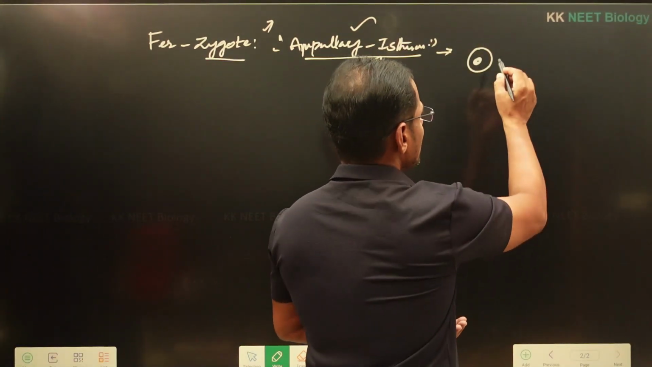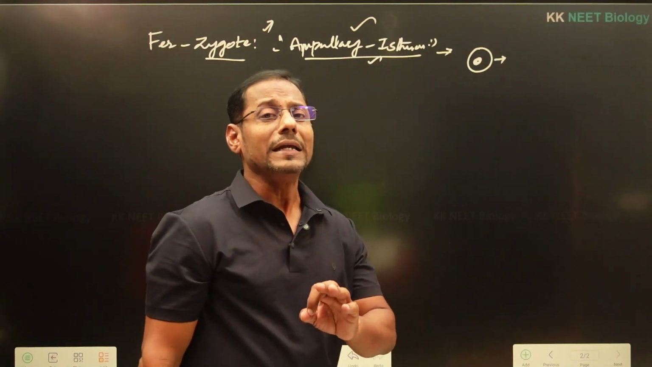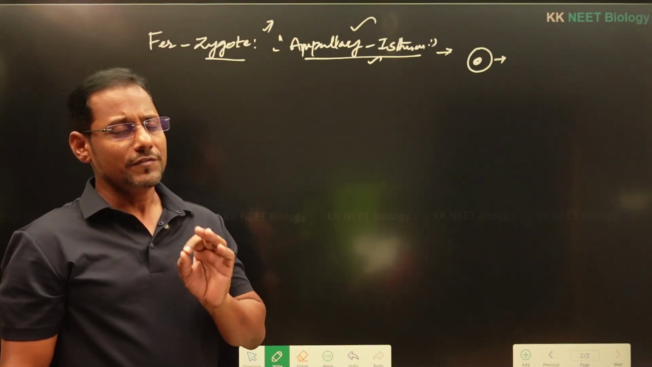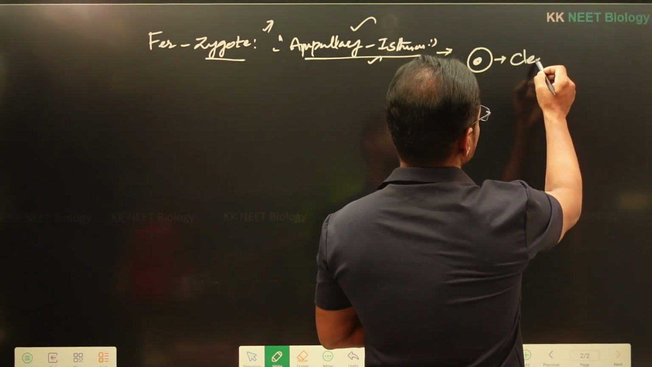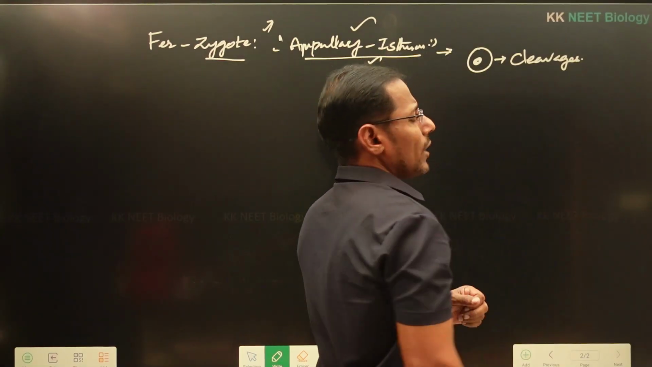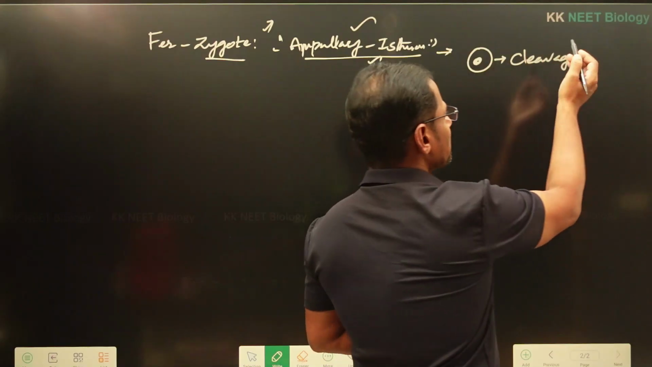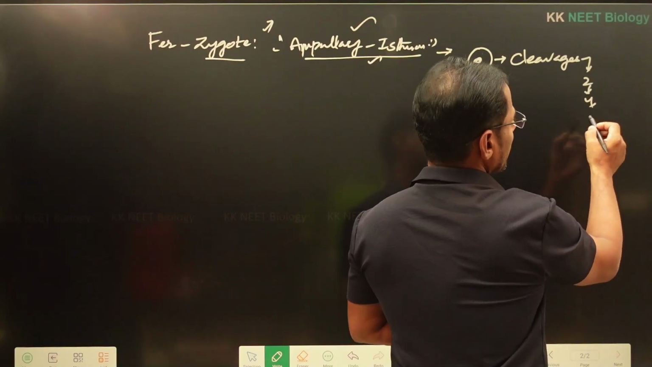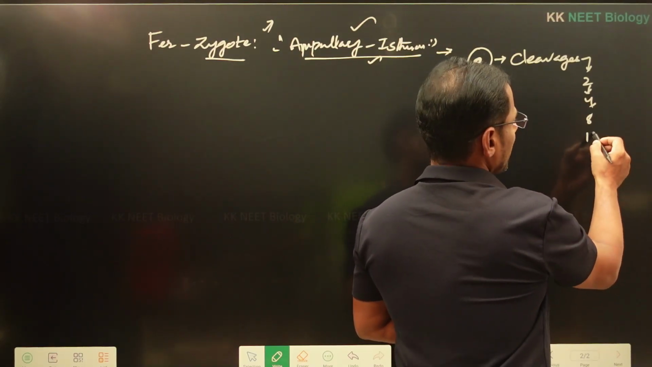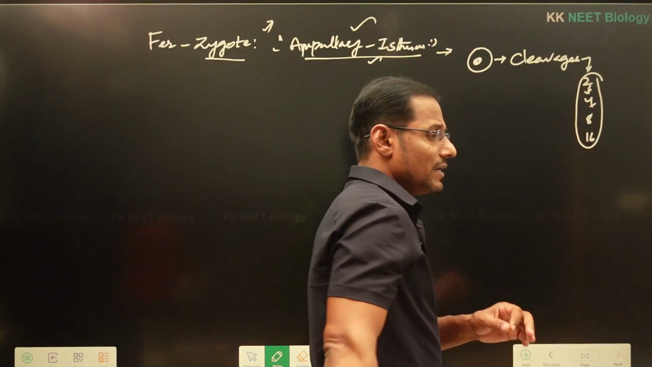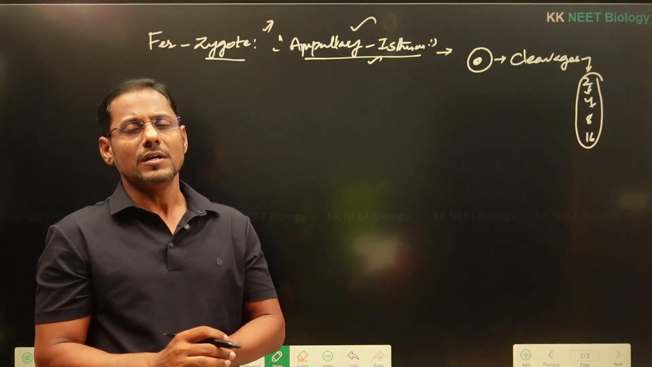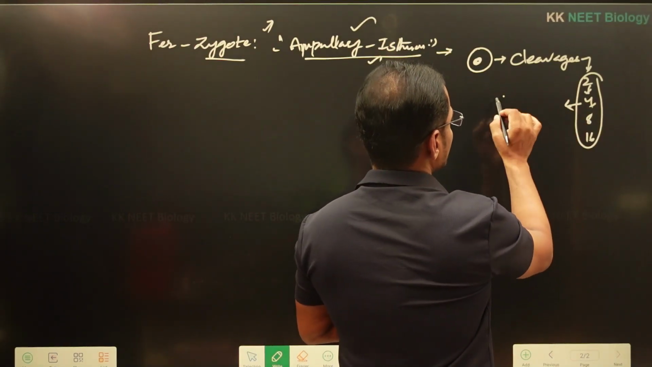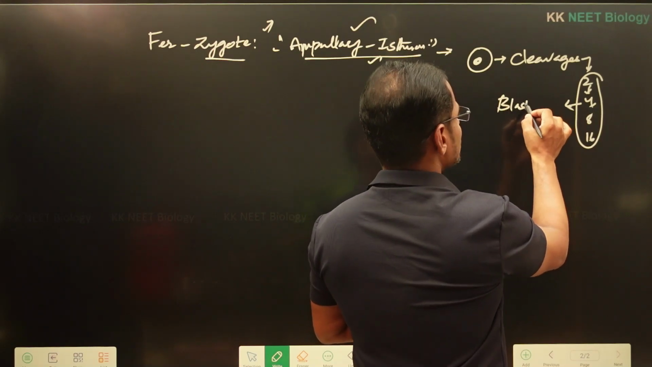This zygote is going to be divided mitotically. These mitotic divisions are called cleavages. As a result of cleavages, the one cell of the zygote is divided into two. From there 4 cells are formed, then 8 cells, then 16 cells. These cells are known as blastomeres.